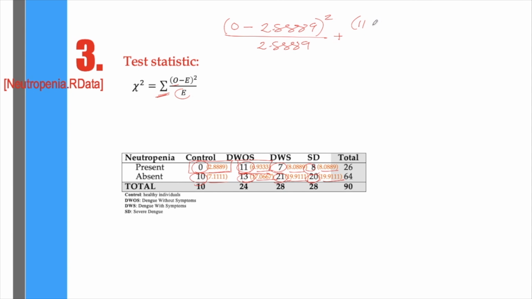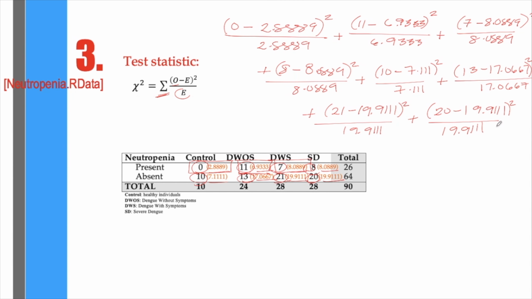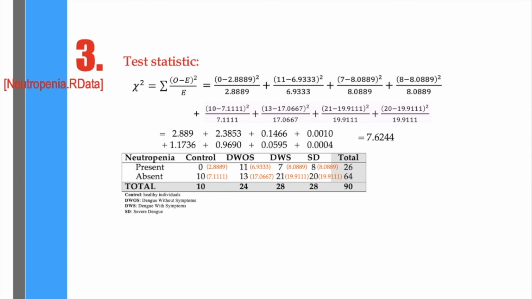So that's 11 as O, 6.9333 as the expected count, then square, over 6.9333. Plus this pair, we're going to have 7 minus 8.0889 squared, divided by 8.0889. And the same procedure follows on the other cells until we get this one, which leads to a value of 7.6244.